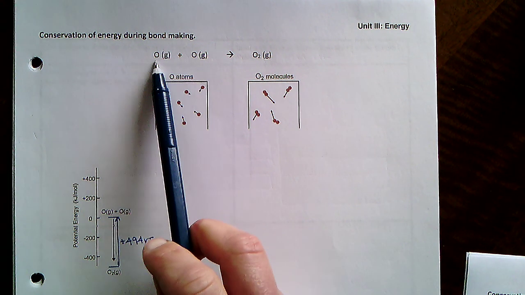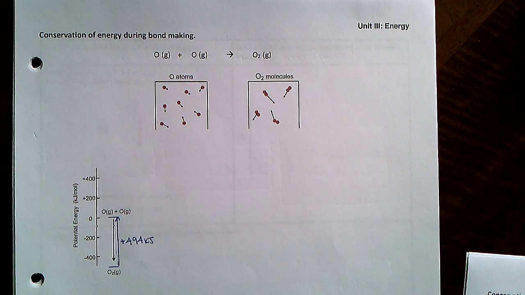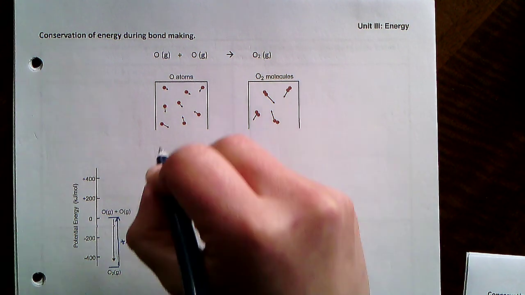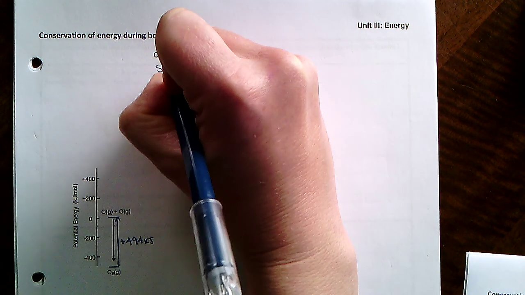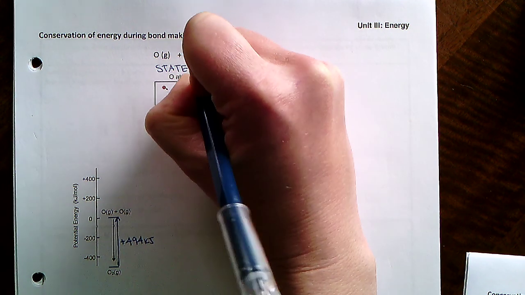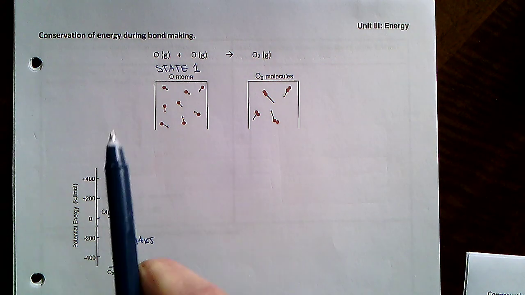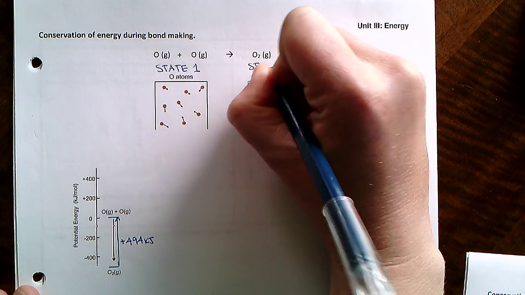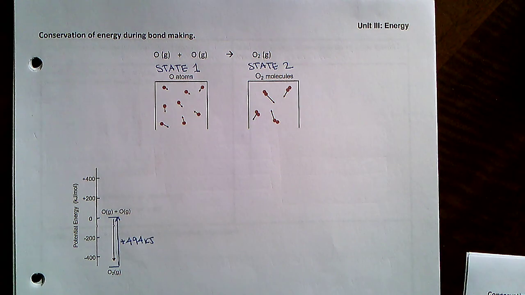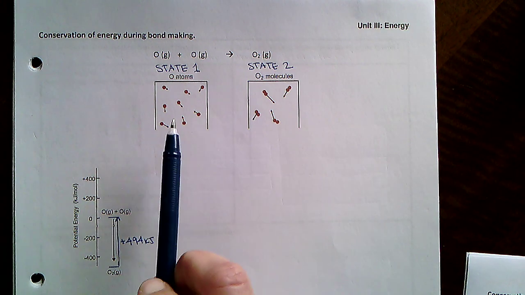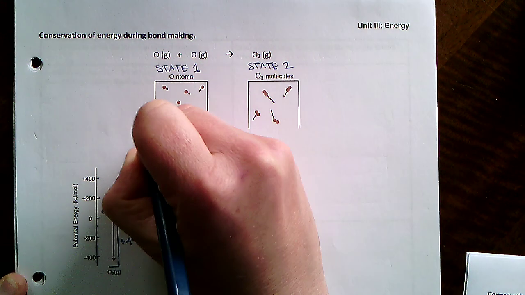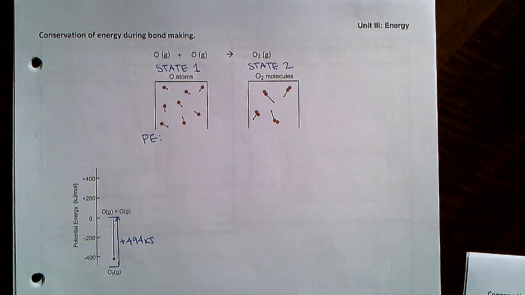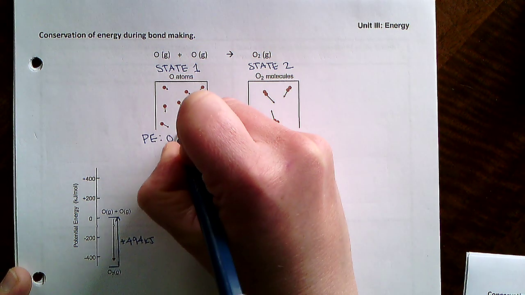Now we're starting with two oxygens separate, and we're going to look at forming the molecule. So this is my state 1. Okay, the two oxygen atoms are arranged to be very separate from each other. State 2 is in the molecule. So two bonded oxygen atoms. Okay, what is the potential energy of two fully separated oxygen atoms? Should be 0, right? There's no attraction here.